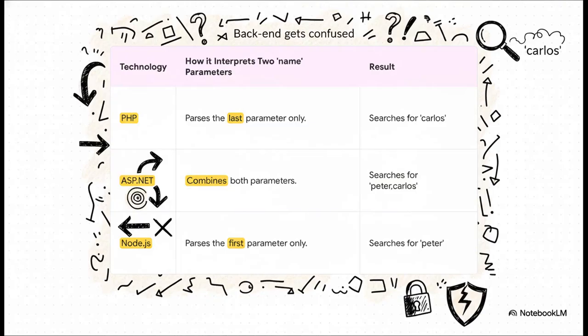backend API. And this is the magic moment. This is why the whole thing works. The backend API gets this garbled request with two name parameters, and it just gets confused. Depending on what technology it's built with, it might ignore the first parameter, Peter, and instead search for the attacker's parameter, Carlos, completely bypassing the intended security.